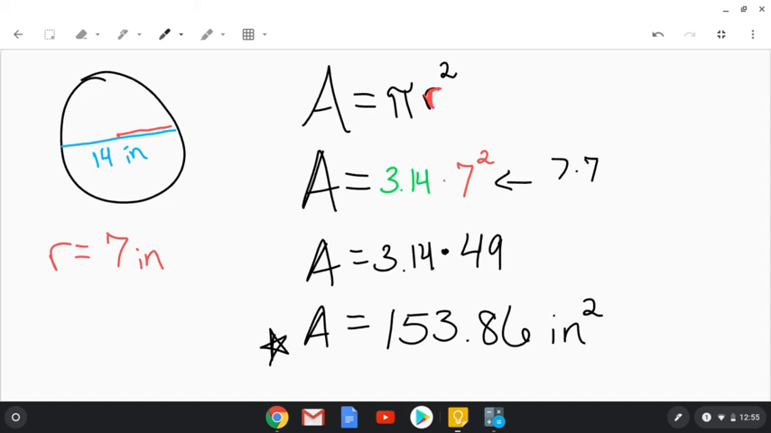So same process. The only extra step was they gave me the diameter instead of the radius. So I had to think, okay, half of the diameter to find the radius, which was 7 inches. Substituted that into my area equation, did some multiplication, and figured out the area. Hopefully that clears up any questions that you had about area of circles, and you feel ready to do it on your own.